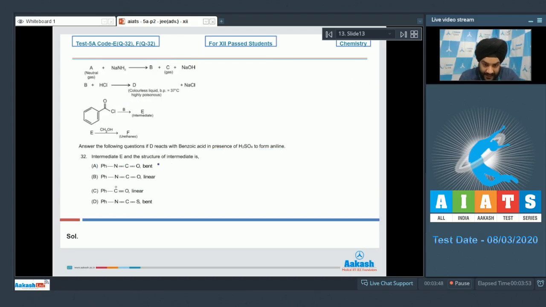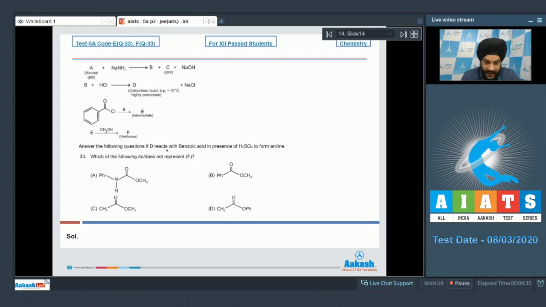Intermediate E and the structure of the intermediate is. So if we talk about the intermediate E which was obtained, students, we know that it was PhNCO. And there's a lone pair of electrons over nitrogen which will give it a bent geometry. So students, if we look at the options, we can clearly see that the answer to question number 32 has to be marked as option A. It is PhNCO and the structure is bent due to the lone pair on nitrogen. And let us look at the next question now.